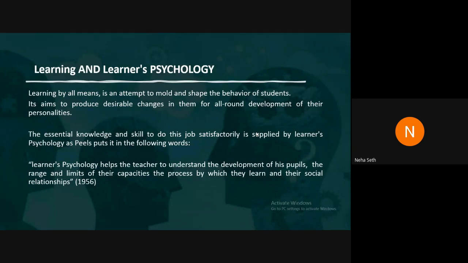Okay, then learning and learner psychology. So what do we mean by the term learning? Basically, learning by all means is an attempt to mold and shape the behavior of students. So this should be, as a teacher, my aim that by the end of the semester or by the end of the term, I should be able to mold or shape the way the students are behaving. It may be possible when the students are coming to my class for the first time, they are very naughty. Or they may be very shy, they are not ready to share what they want to share.